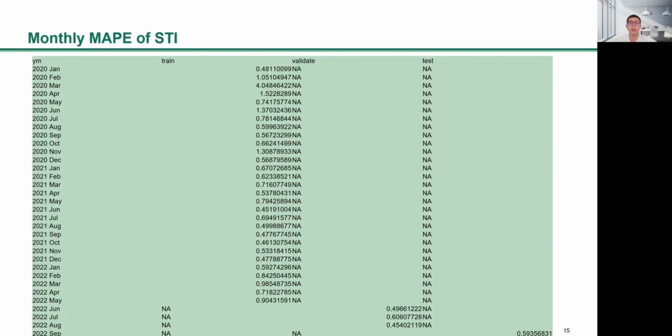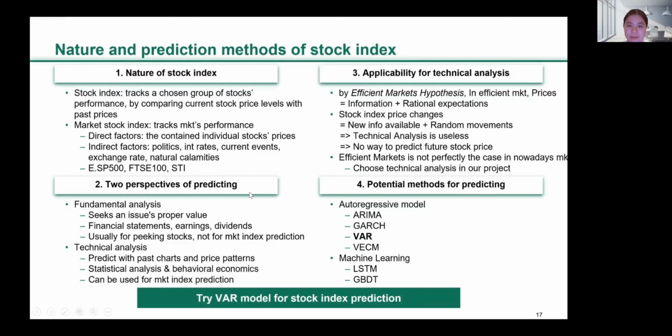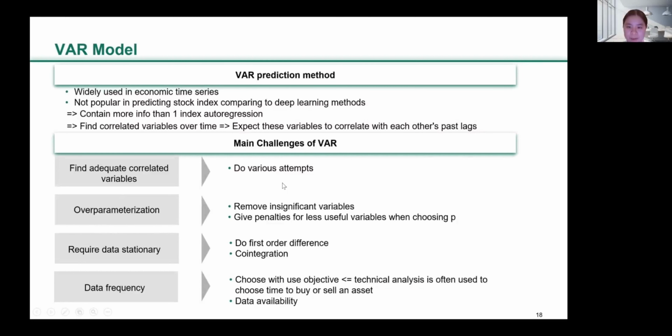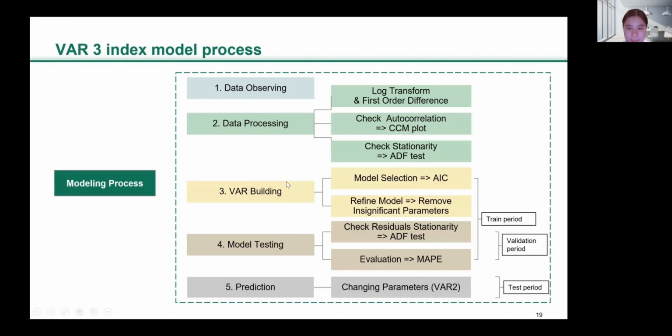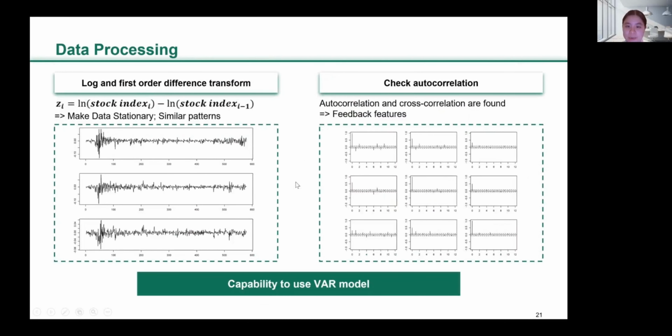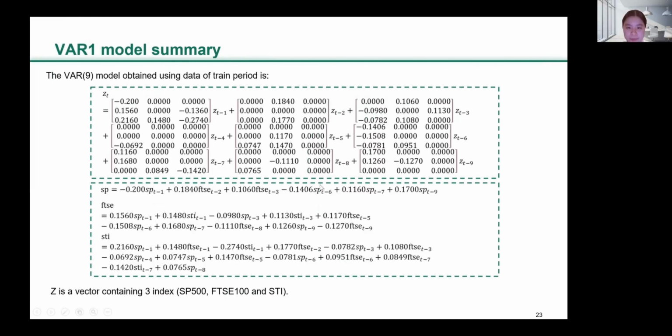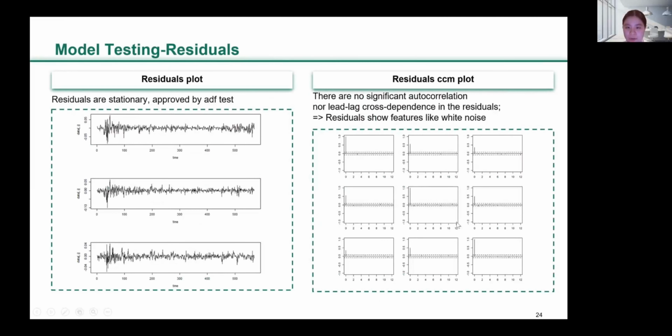And let's welcome my teammates to introduce the VAR part on the stock index. Next, I will introduce our attempt using VAR. It contains more information than single-index models, although it faces some challenges. Here's the process. We first choose to model three indexes together. Then we process the data and find some feedback features. By selecting with AIC, we use the VAR(9) model, in which the residuals showed white noise features.